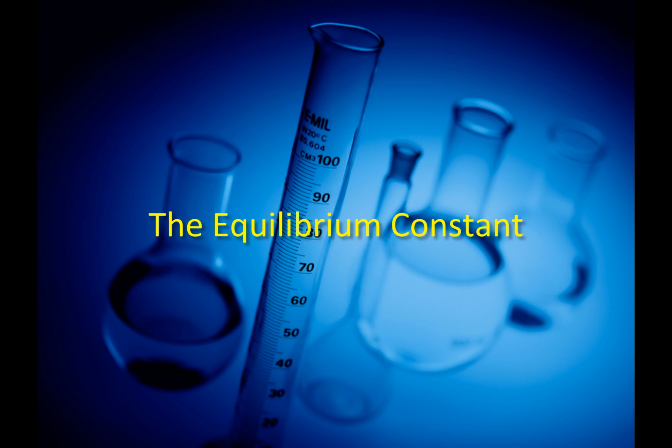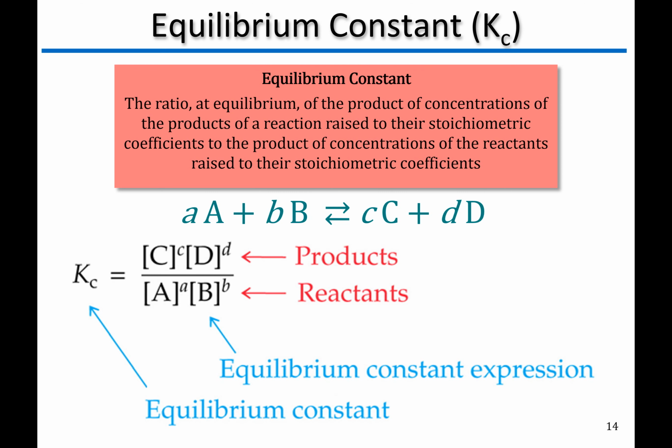Okay, so what exactly is the equilibrium constant? What does it tell us? So the equilibrium constant is the ratio at equilibrium of the product of the concentrations of the products of the reaction raised to the stoichiometric coefficients to the product of concentrations of the reactants raised to the stoichiometric coefficients. Okay, so that's a mouthful.